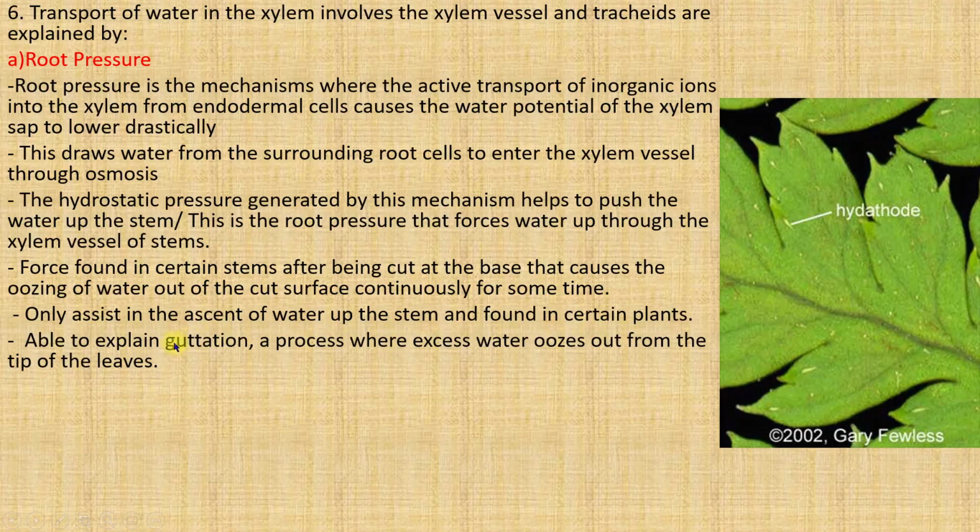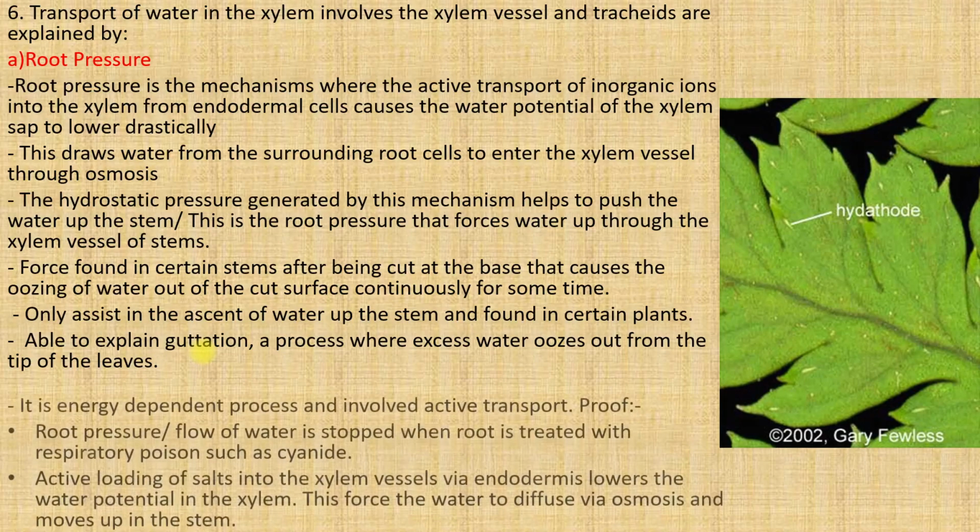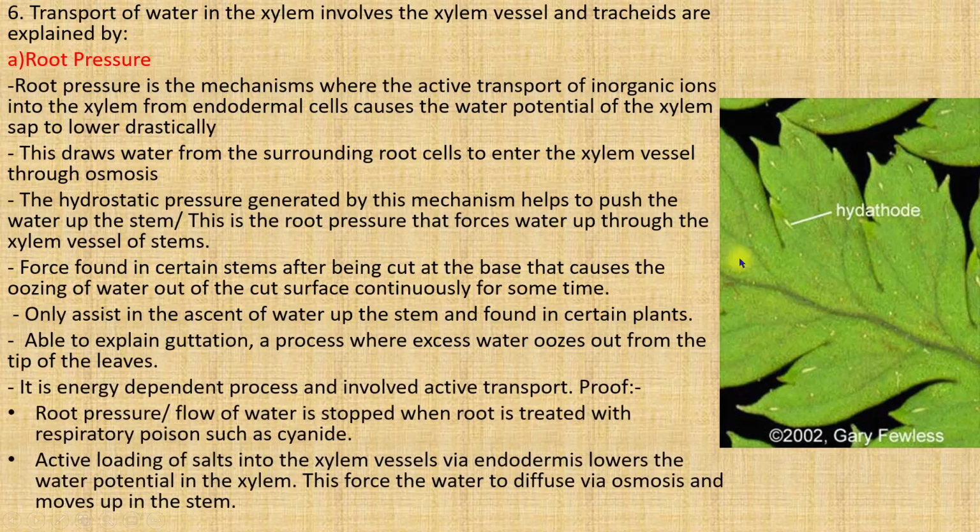This root pressure is also able to explain guttation, which is a process where the excess water oozes out from the tip of the leaves. If you look here, this is a diagram of the leaf of a plant, and there are many holes at the tip of the leaves. These holes are known as hydathodes, and the hydathode is where the excess xylem sap or water oozes out from the plant, and this is due to the root pressure.